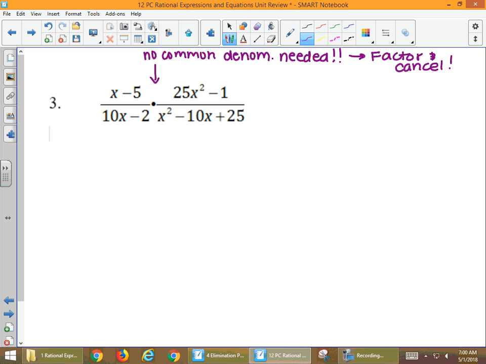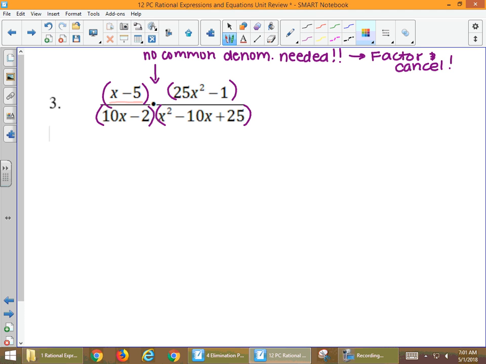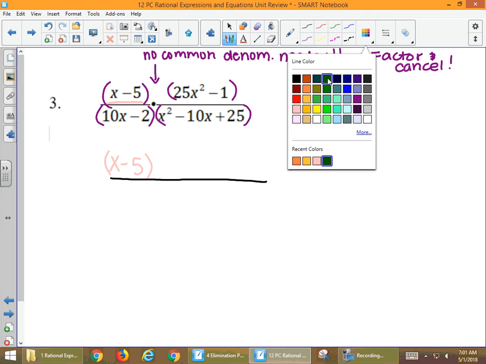I'm going to put some parentheses in already. That doesn't mean that these binomials and trinomials are fully factored. I'm just separating them out for myself. Okay, so in my first guy here, my x minus 5, there's nothing else I can factor from. So that's ready to go. Hopefully we'll find something to cancel with it, because that's what these problems are about.